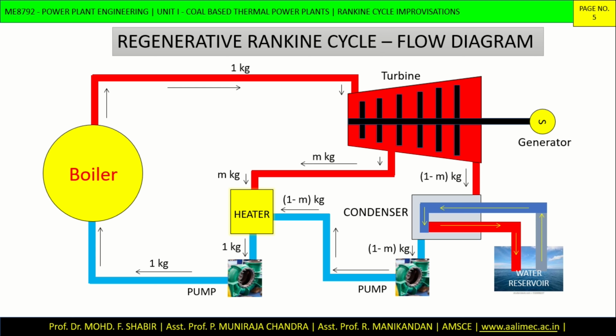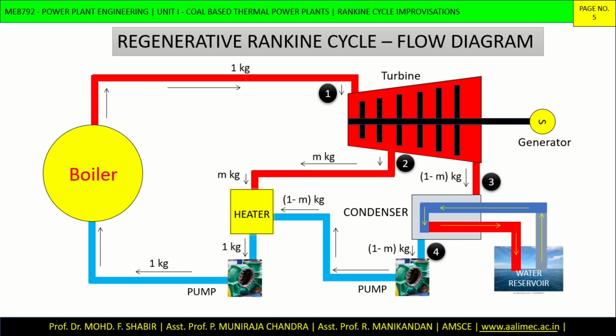To find the efficiency, again we have to mark the important points where we have to measure the pressure, volume and temperature. The first point is where the steam enters the turbine. We have to measure the pressure, volume and temperature. The second point is the intermediate state where the part amount of steam is removed and supplied to the heater. Point number 3, where the remaining part 1 minus m kg of steam leaves the turbine.